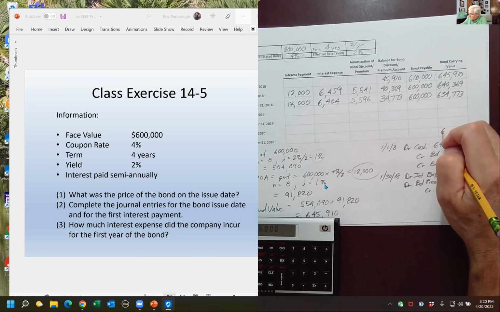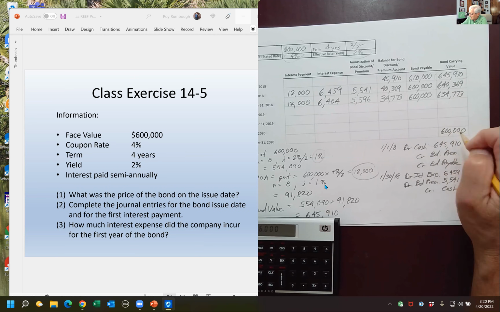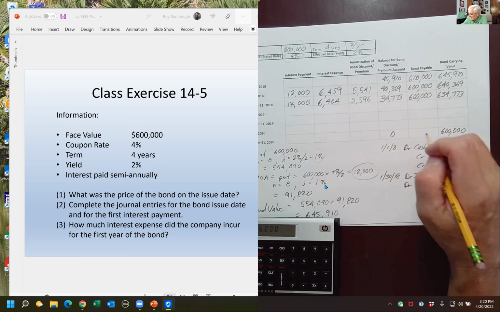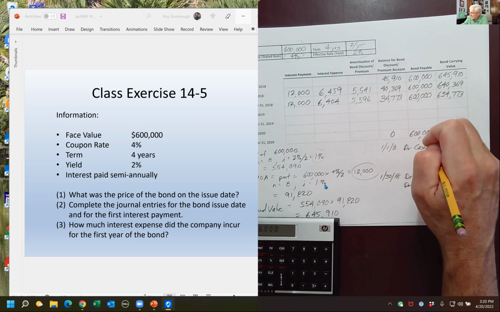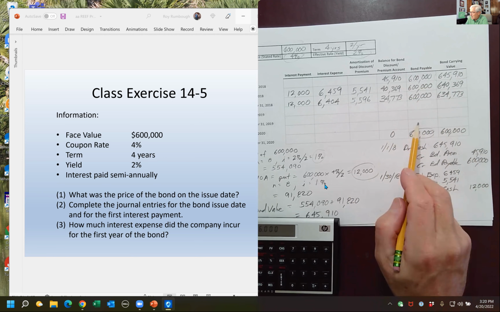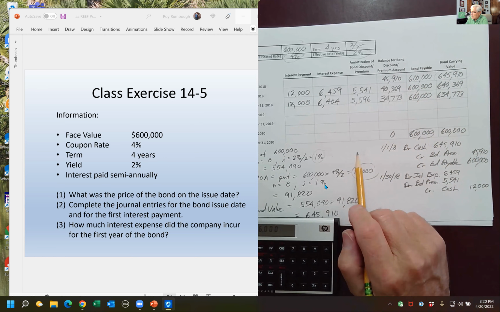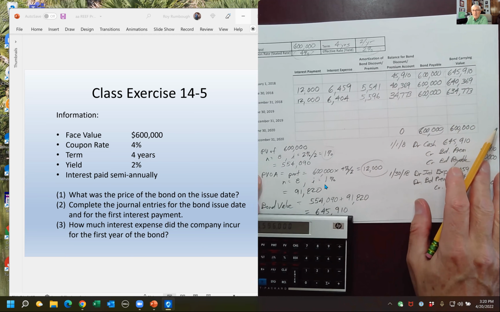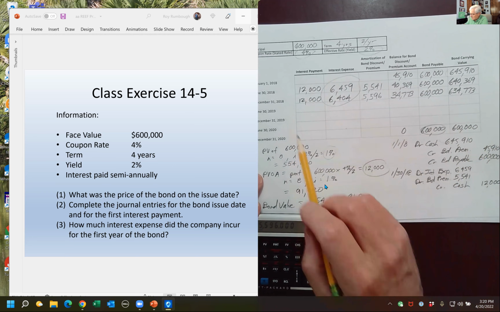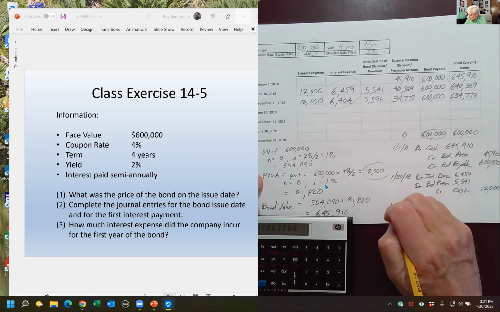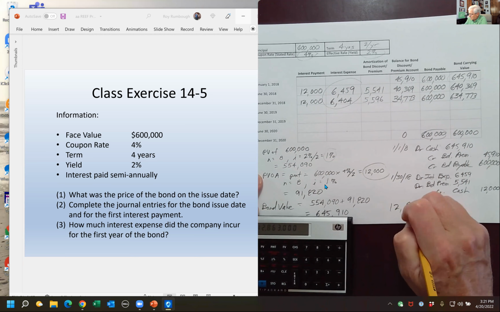Where's it going to end up? Going to end up at 600,000. This is going to end up at zero here, right? And of course, this will end up zero when we cut the check, credit cash, debit the bonds payable. If someone asks you, how much was the interest expense in the first year? I think that would be a really fair question on the exam. 6,459 plus 6,404, 12,863.